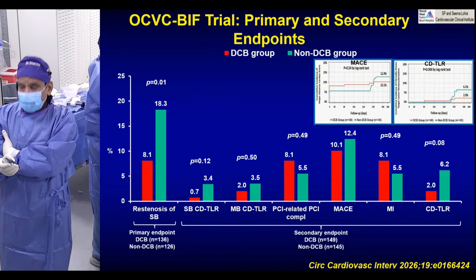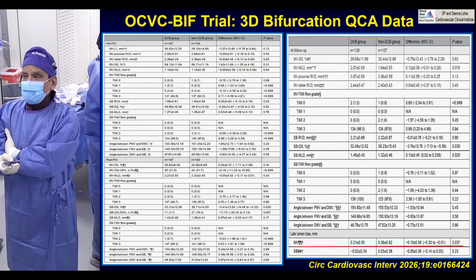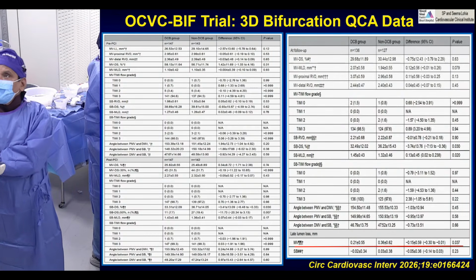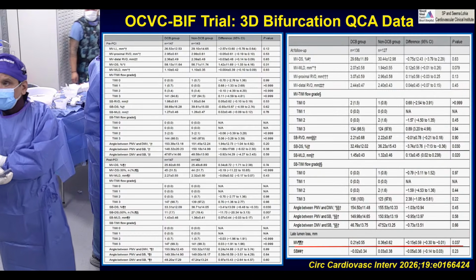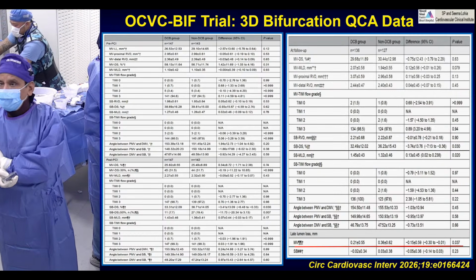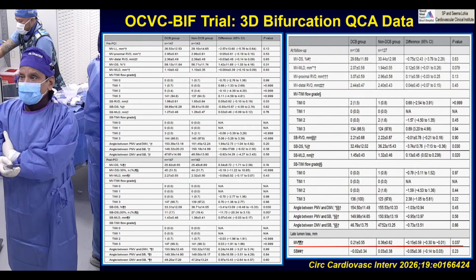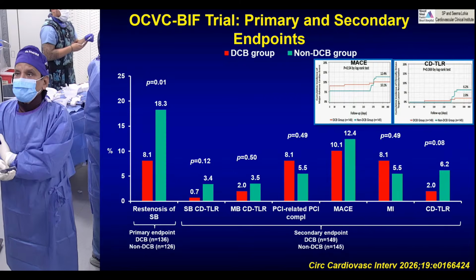The only difference, as you can see, was that the main vessel late lumen loss was significantly smaller, or lower, in the DCB group compared to the non-DCB group. So there basically the difference was 0.21 versus 0.36. For the side branch also, see the side branch late loss is lower compared to the non-DCB group, and this actually was also significant.